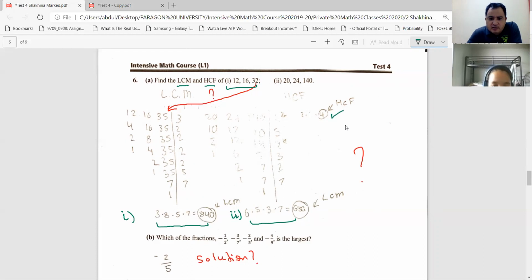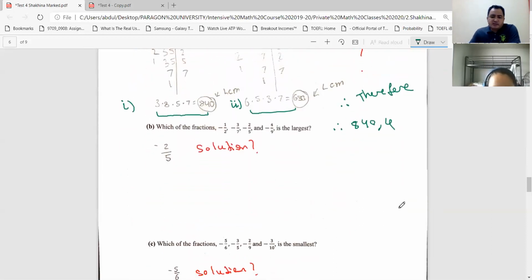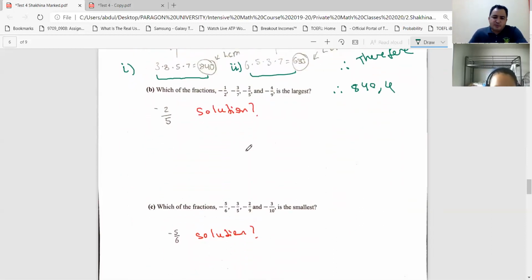HCF, this is correct. But it's a bit messy, Shahina. You need to do it step by step. And if possible, Shahina, always write your final answer with 3 dots. This means, in math, therefore. So therefore, your answer is, let's say, 840 and 4. And the last time, Shahina, we did a similar question. I was expecting you to do this correctly, but you didn't. You just wrote the answer. I don't accept this. You need to show your work here.